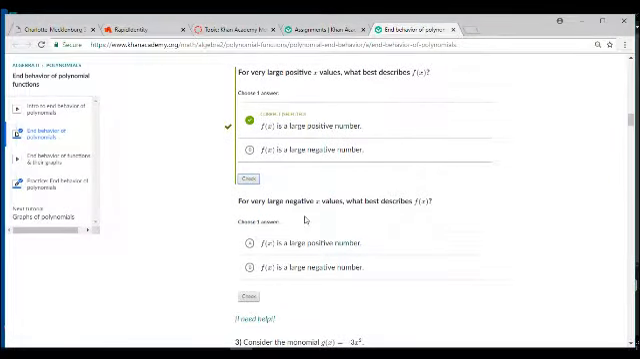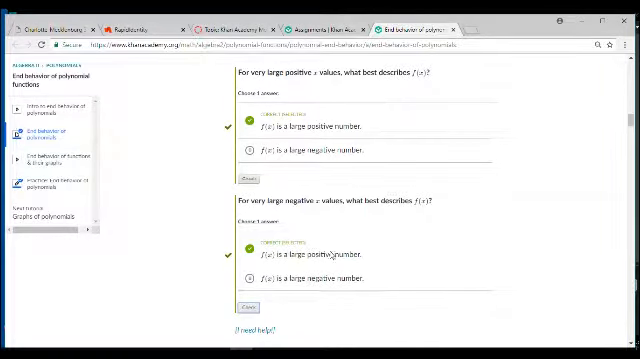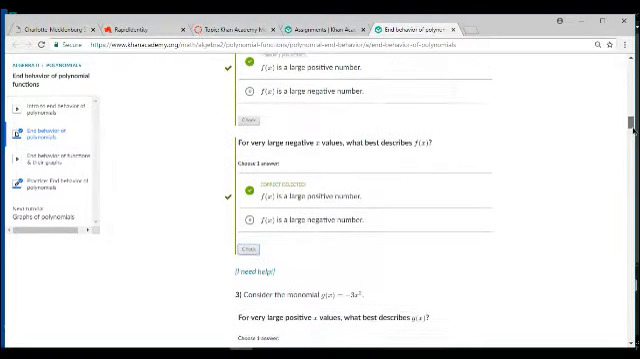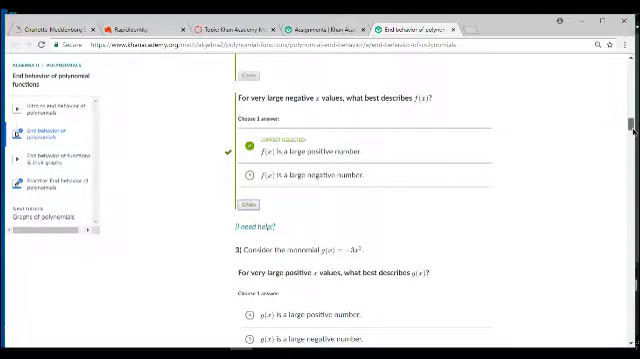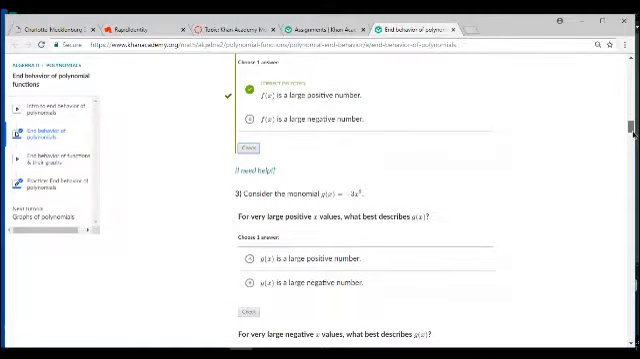For very large negative values, what best describes f of x? So let's say you have negative a million squared. Well, negative times negative is a positive, so negative a million squared is still going to be a really large positive number. So let's check. All right, so that's right again. So that means that as x approaches negative infinity, f of x approaches infinity. As x approaches infinity, f of x also approaches infinity.